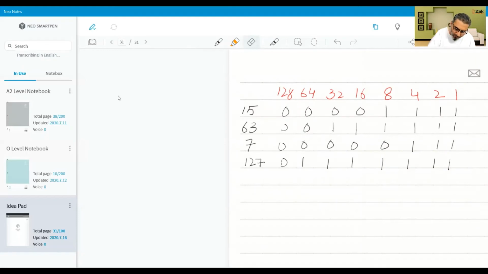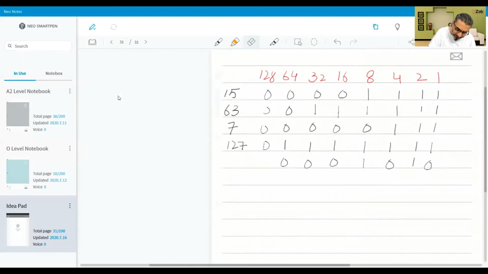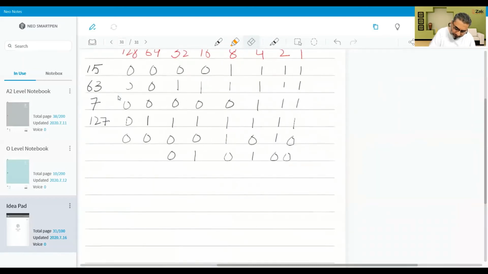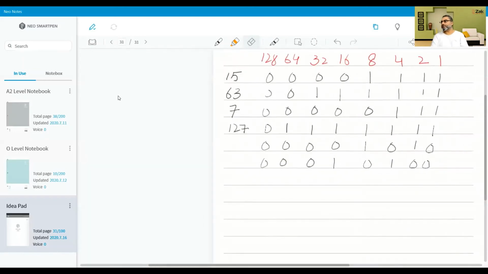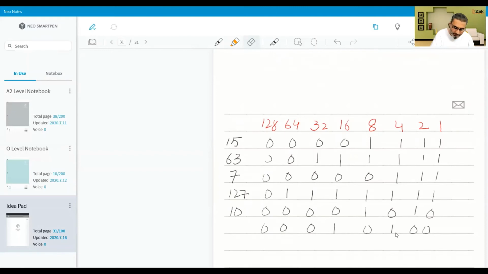Similarly, if you have got more zeros and less ones, in that case what you have to do is add the ones, because you have got less ones and more zeros. So this is 8 plus 2, 10. And this is 16 plus 4, 20.